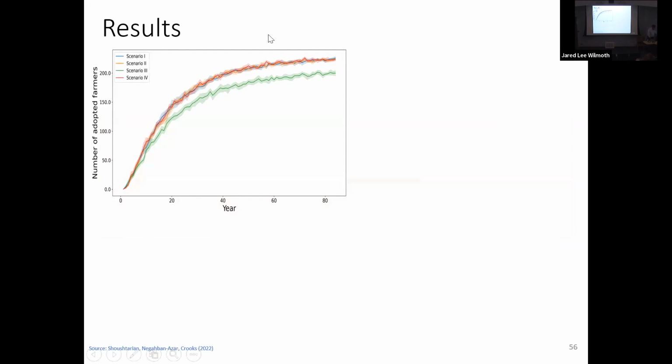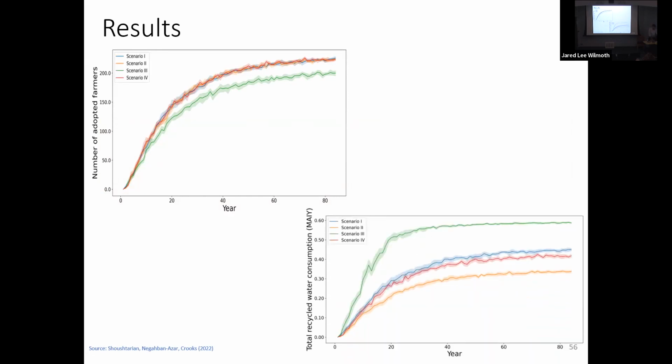This one is showing the number of adopted farmers based on different scenarios. So how many farmers will adopt water reuse? We assume that at the beginning of the simulation, none of the farmers are using water reuse, and we wanted to see what will be the impact on implementation of water reuse by those farmers. And this is what we get.